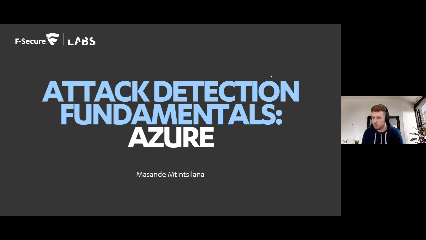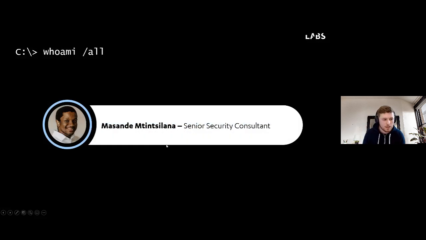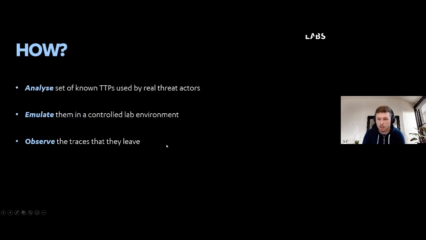Hopefully the things we're showing you are basically how your enterprise products likely work under the hood, particularly when it comes to the cloud services we've looked at in the last two workshops. They're going to be primarily some of the SaaS solutions that you're dealing with and some of the logs that are provided by the cloud service providers themselves. In terms of how, we analyze the TTPs, emulate them in a controlled lab environment, and then observe the traces that they leave. So nice and simple.